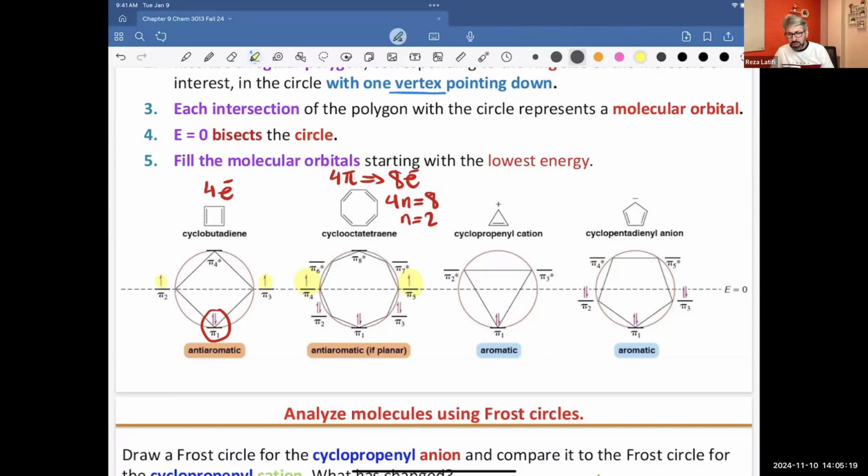And now, the third one, I just practiced it for you. And as you see, we have an empty orbital here. The highest occupied orbital will be pi 1. And because I have a fully occupied or empty orbital, I'm going to say this system will be aromatic.